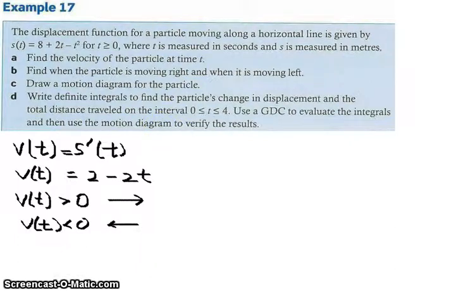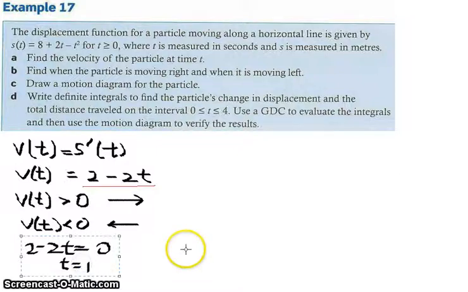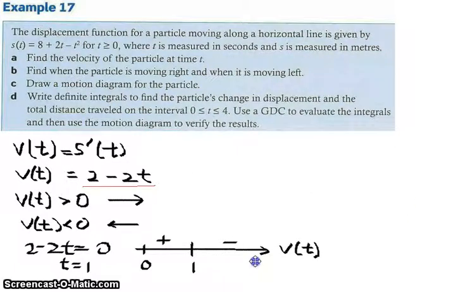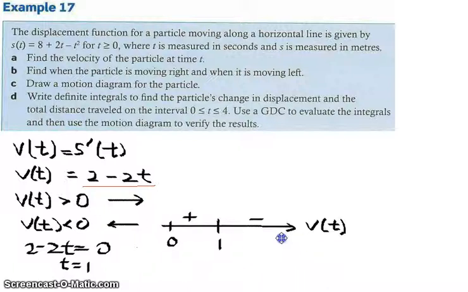So, which means I'm going to use my v of t here, 2 minus 2t, to help me out, right? So, I'm going to make my v of t equal to 0, and I can solve for t, which means when t is equal to 1, my velocity is 0, right? After that, what I'm going to do is create a sign diagram that shows when my object goes to the left and to the right.